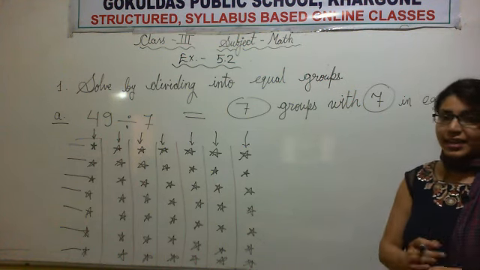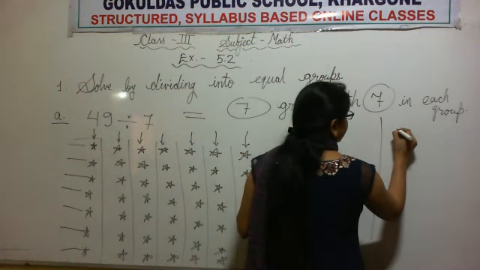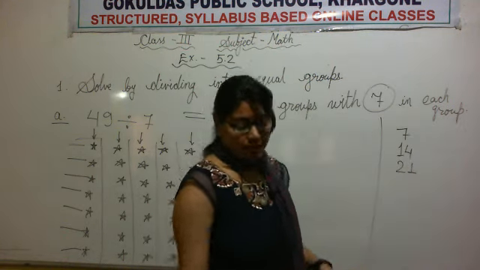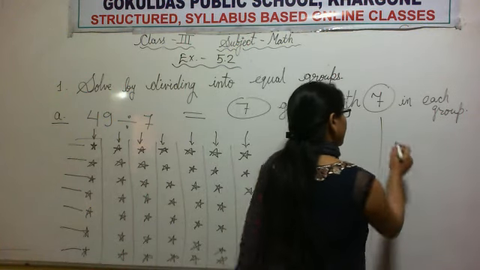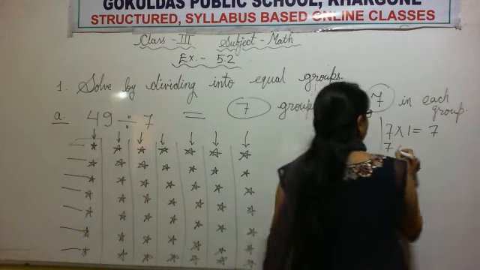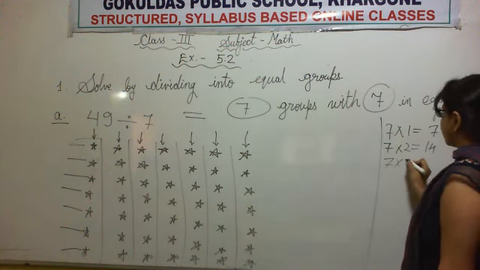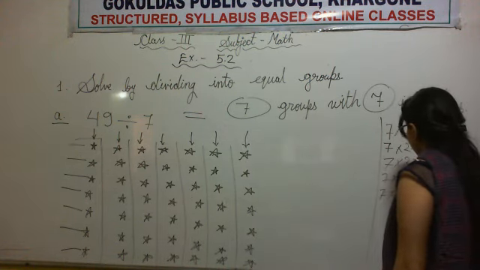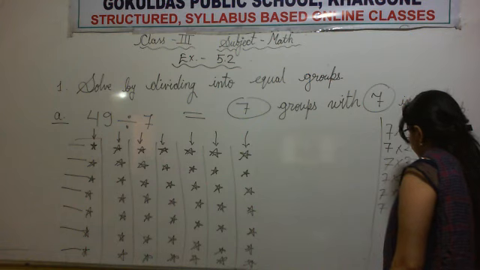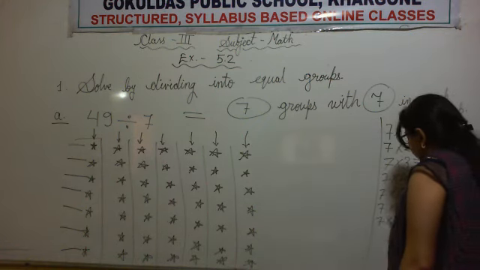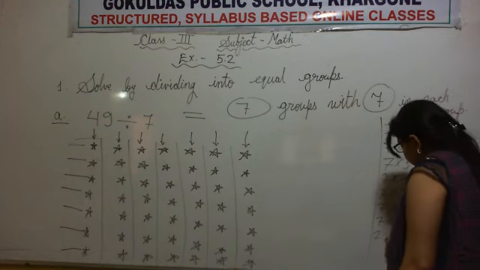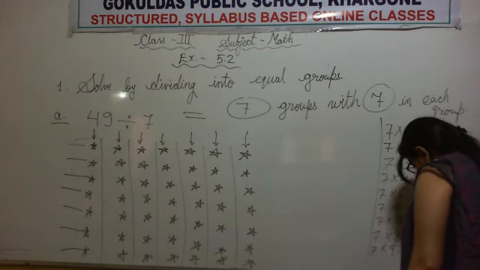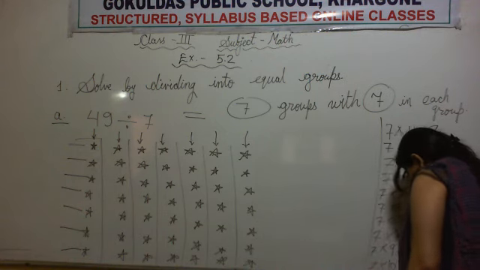So we know the tables. Yes, all of us know the table. What is the table of 7? 7 ones are 7, 7 twos are 14, 7 threes are 21, 7 fours are 28, 7 fives are 35, 7 sixes are 42, 7 sevens are 49, 7 eights are 56, 7 nines are 63, and 7 tens are 70.